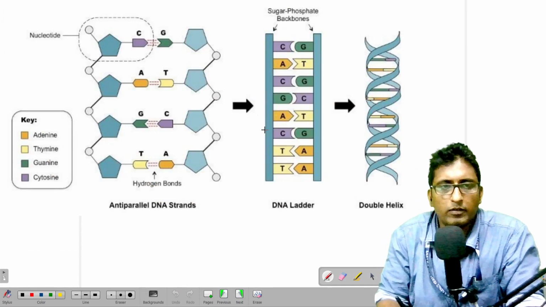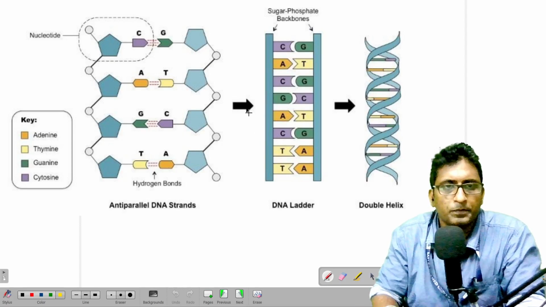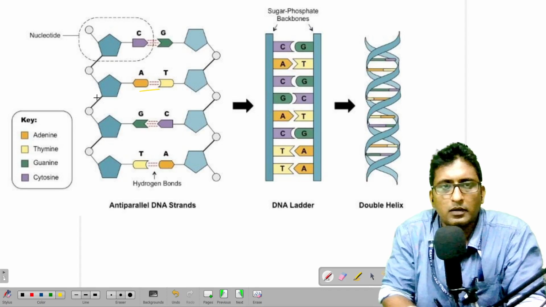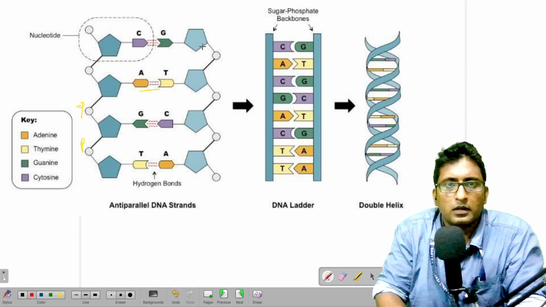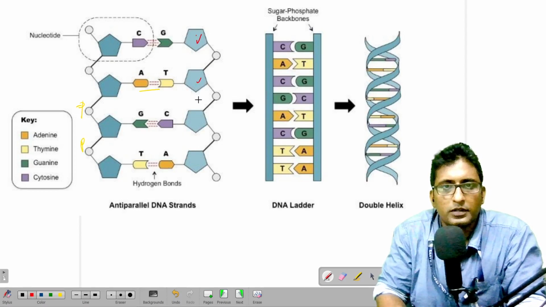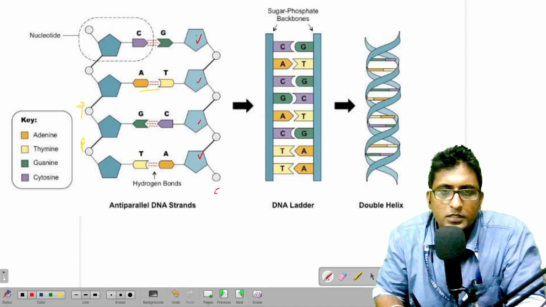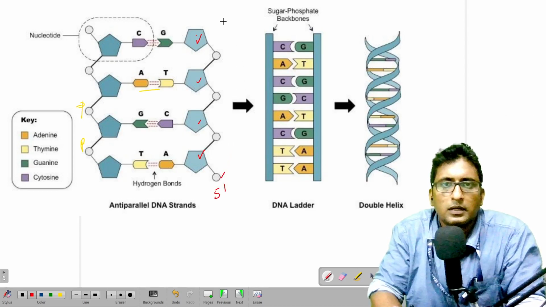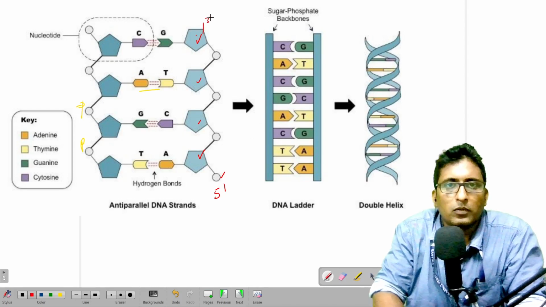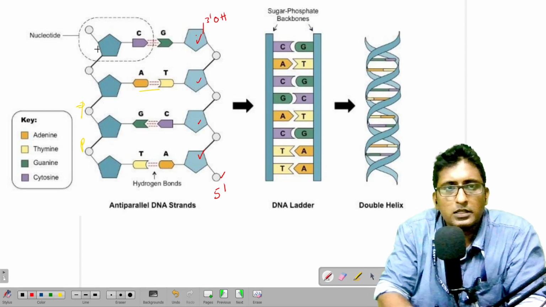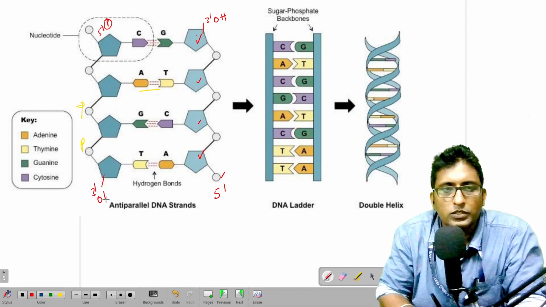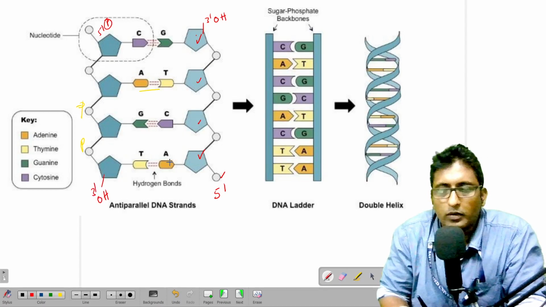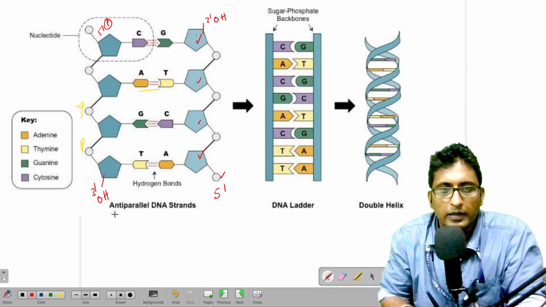So let's have a quick discussion on the essential things. The bases are in the center, and the phosphate backbone is on the outside. And here is the deoxyribose. These are deoxyriboses. Here is a 5' phosphate group, and this would be the 3' OH group. For the other strand, we would have 5' phosphate here and 3' OH here. So if you see the orientation of these two strands, they are anti-parallel.